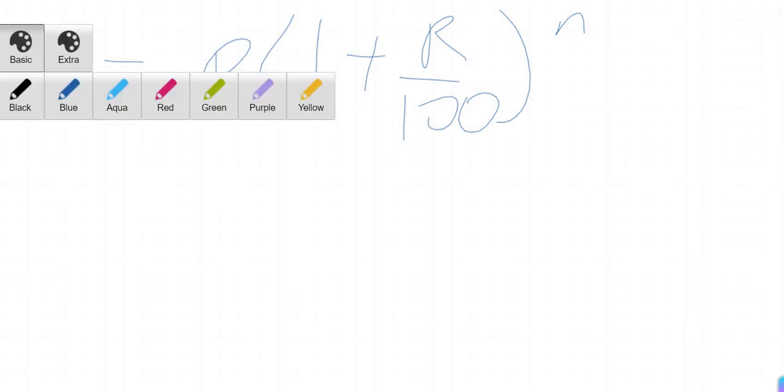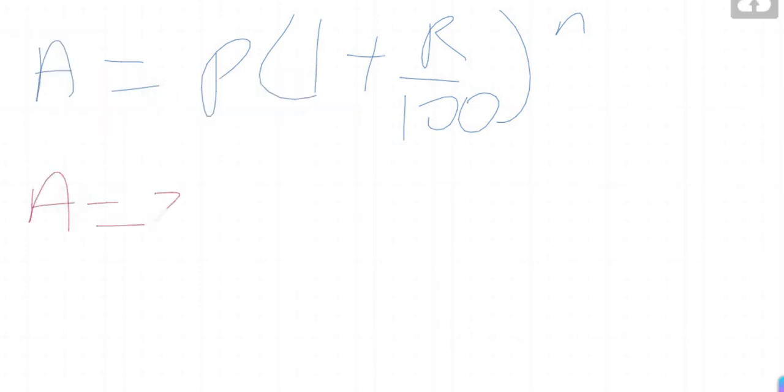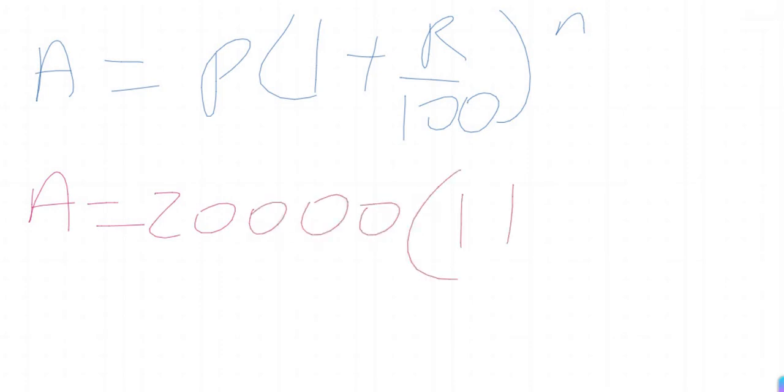So let's go and substitute. The principal is 20,000. We have 1 plus the rate, which is 2%. But we could convert this fraction into a decimal. So I should say 0.02 raised to how long? The third power, because we calculated for 3 years. And so let's go ahead and work it out.